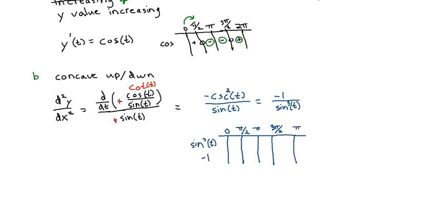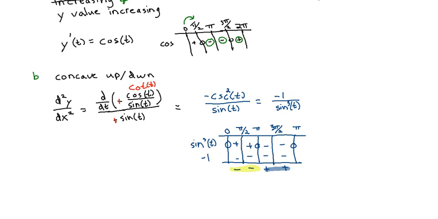Sine starts at 0, then goes positive, and stays positive, hits 0 again, goes negative, and then hits 0 again. Negative 1 is always, of course, negative. And so we go negative, negative, positive, positive. So that being said, our graph should start out concave down and then go concave up. So let's take a look.